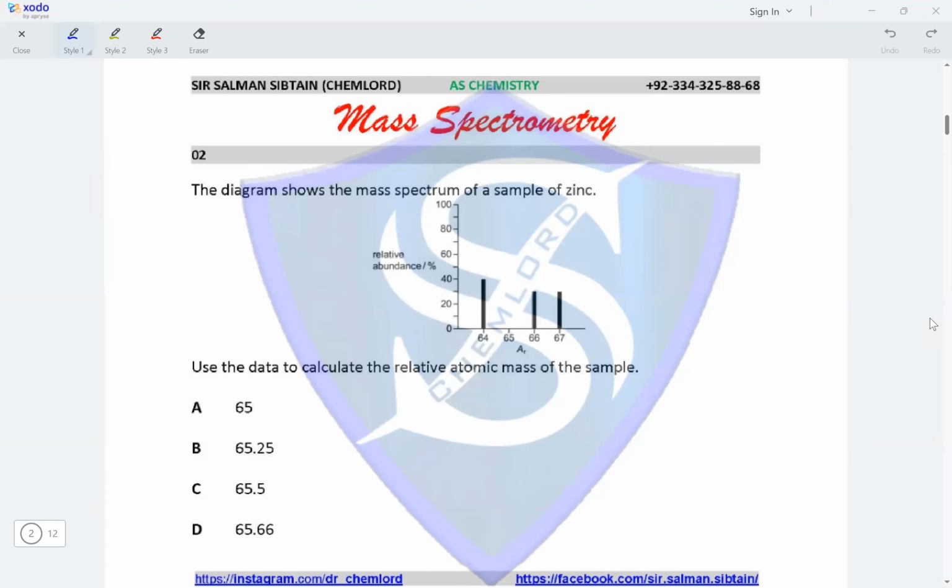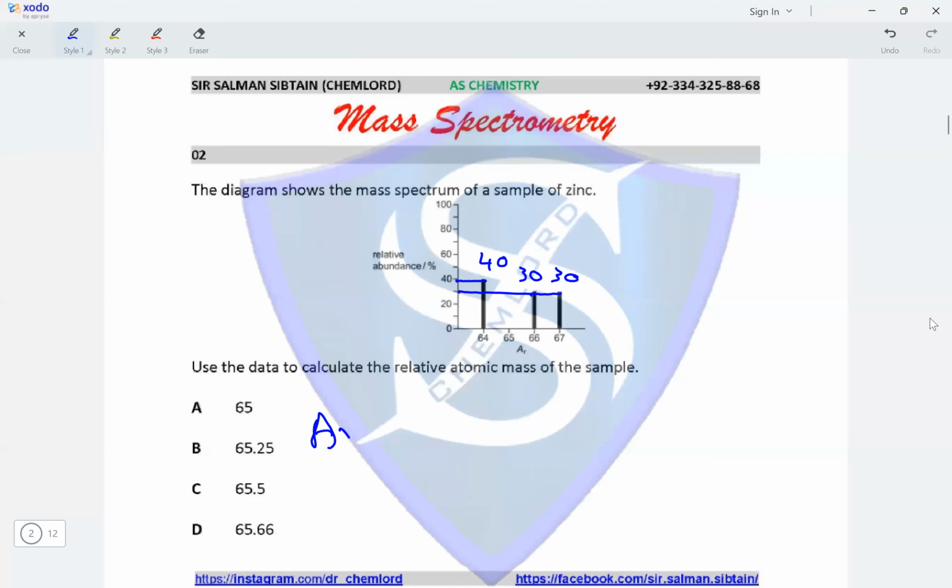Question 2. The diagram shows the mass spectrum of a sample of zinc. Use the data to calculate the relative atomic mass of the sample. We've got three isotopes. The isotope with the mass of 64 has a percentage abundance of 40. The isotope with the mass of 66 has a percentage abundance of 30. And the isotope with the mass of 67 also has a percentage abundance of 30. So in total, 40 plus 30 plus 30 gives us 100%.